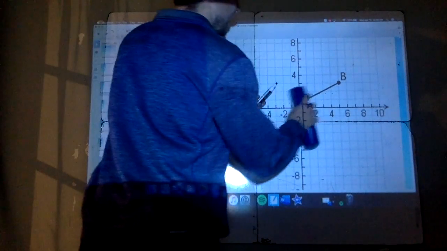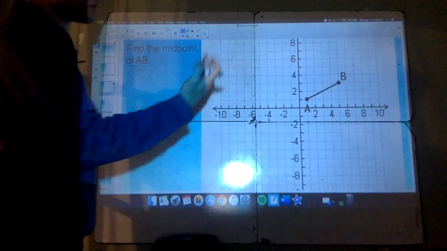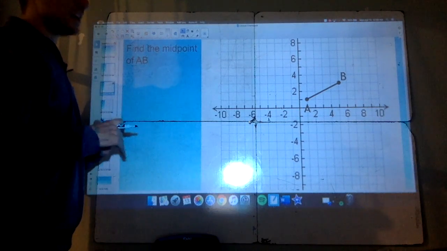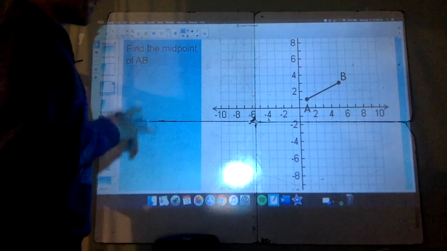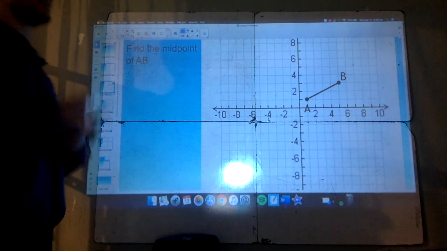But what if it's not quite a straight line, like horizontal or vertical? All lines are straight, but what if it's slanted like this? What's the middle point? Take maybe 10 seconds, try to see the middle point, make a guess as to what the middle point is on this graph.